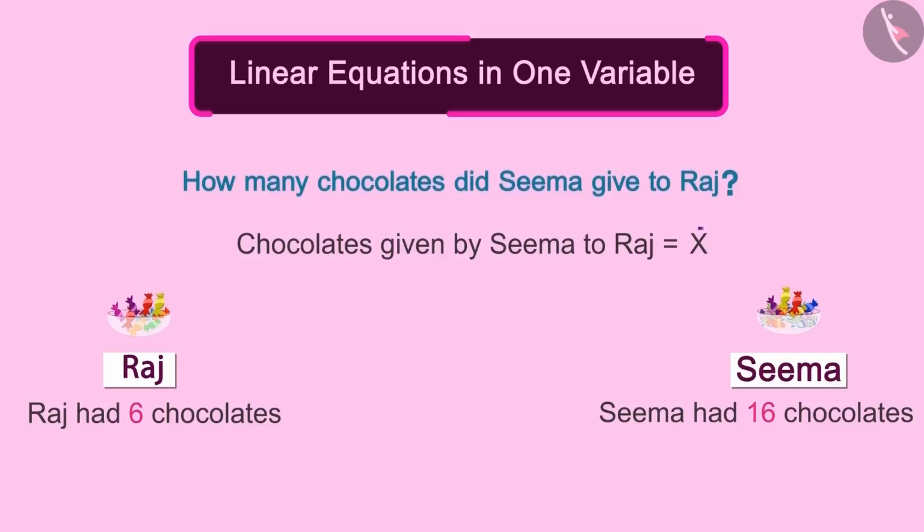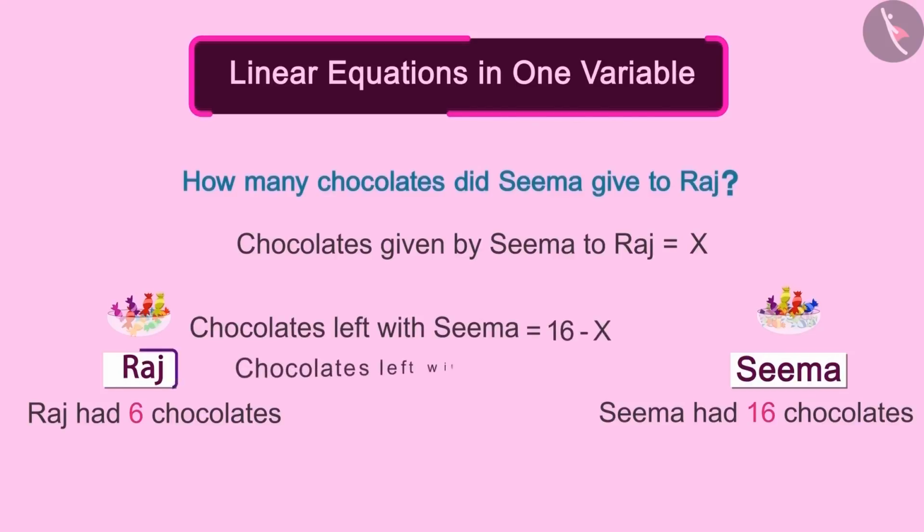Now because Seema gave x chocolates to Raj, the number of chocolates left with Seema is 16 minus x, and the chocolates that Raj now has is 6 plus x. In this way, we get two expressions for the number of chocolates, that is, Seema's chocolates and Raj's chocolates.